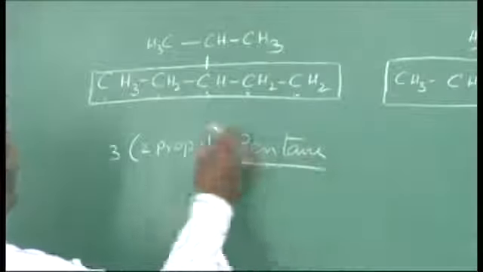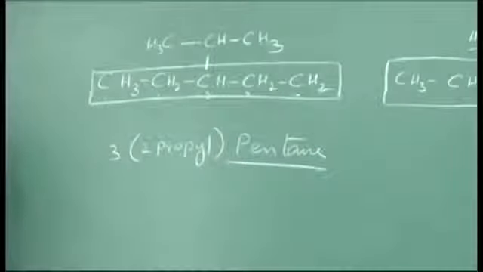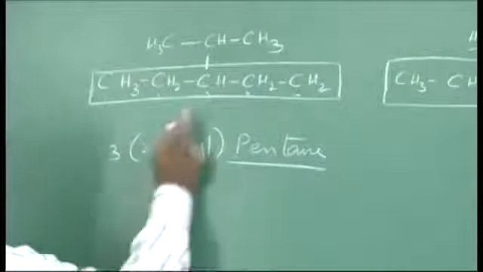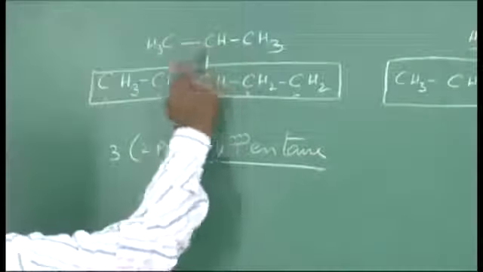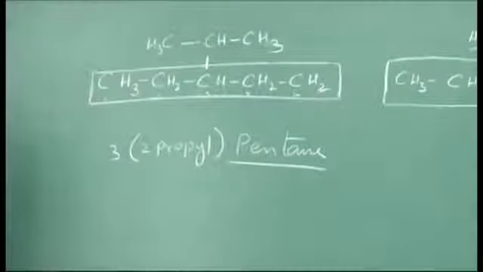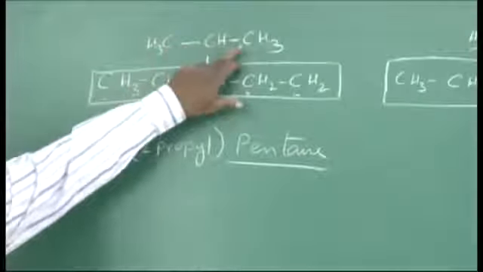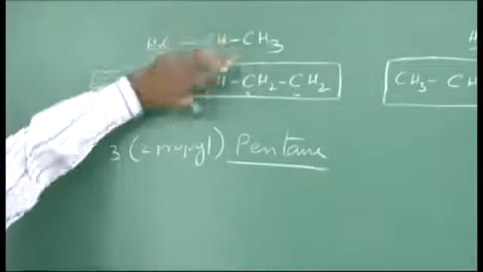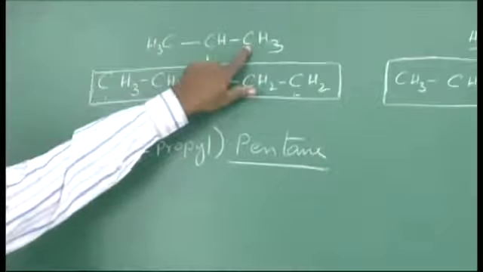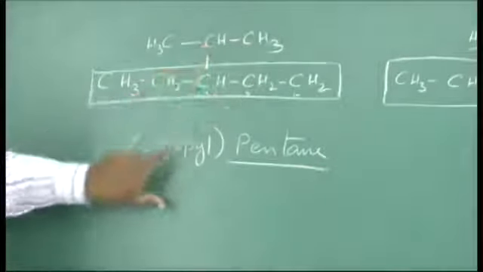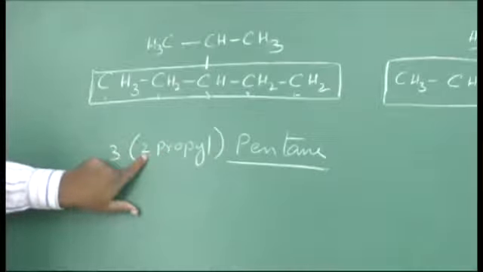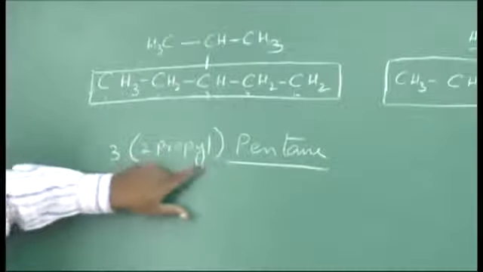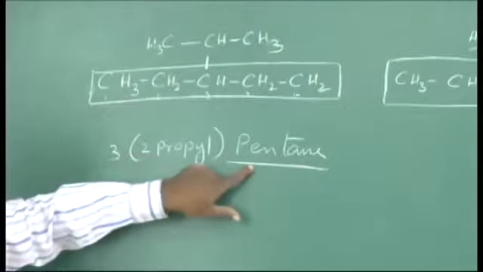Because this is a 5-carbon alkane, it is a pentane. In the third carbon, I have a 2-propyl group. Propane means this is propane, so when one hydrogen is removed we call it propyl. This propyl, if it is here, is normal propyl, but it is on the second carbon, so I have to mention that also. So this can be considered as 2-propyl pentane.